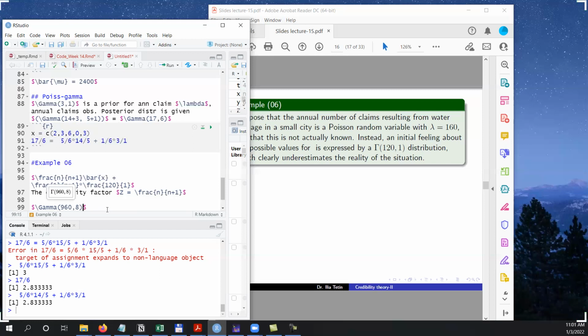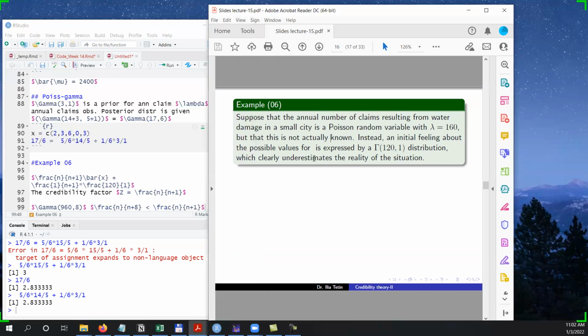So in this case, this value n over n plus 8 will be less than that. So we'll have this kind of corresponding credibility factor after n years of data. Okay. So this is what is happening if we're talking about gamma values. Okay, it might not be that clear, but still quite useful for our case.